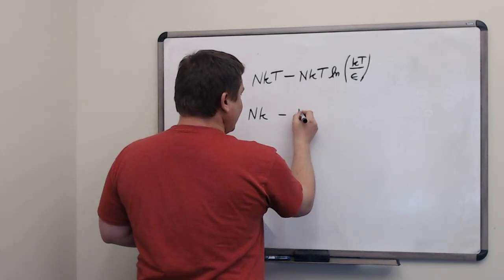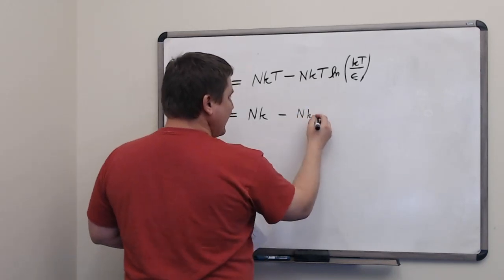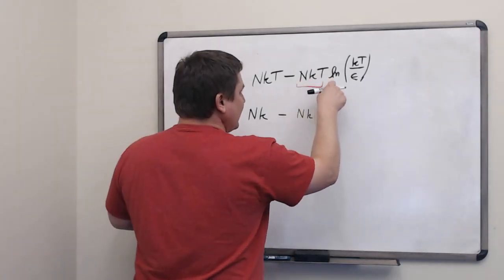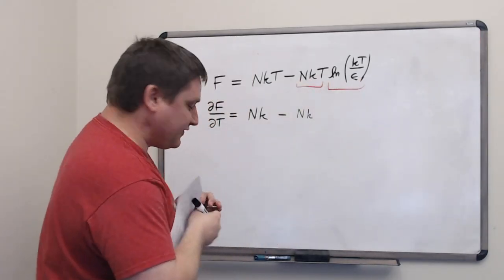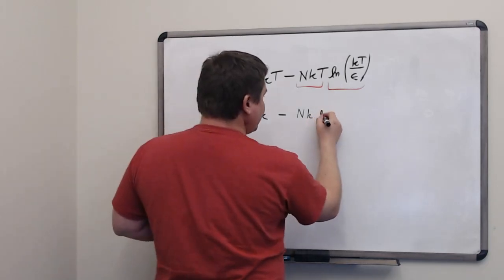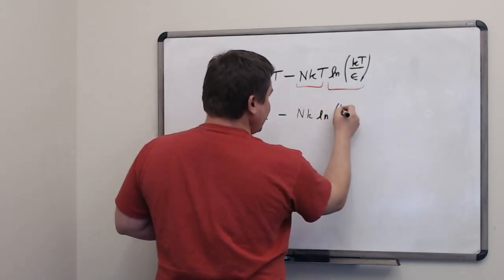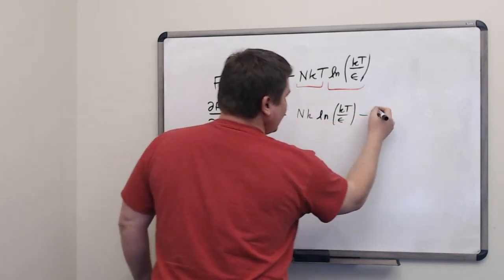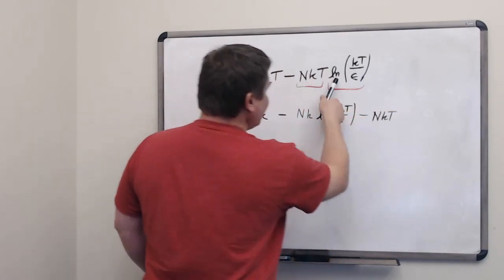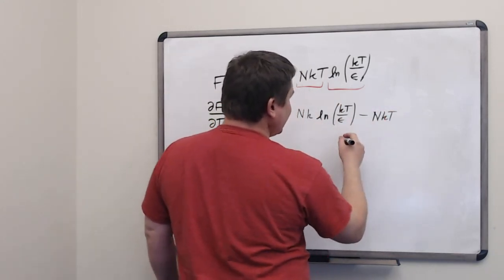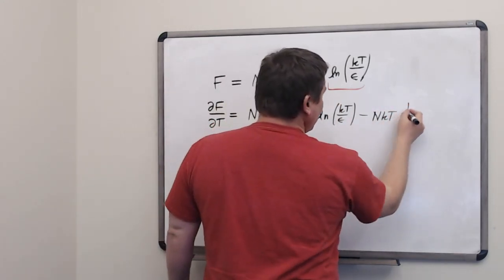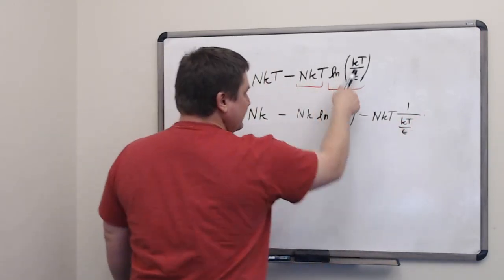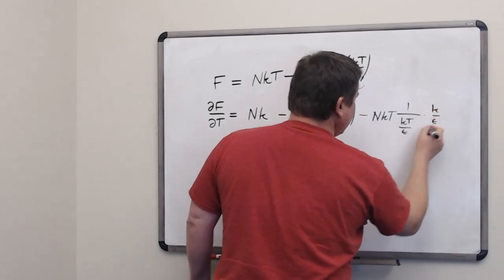The first one is going to be the derivative of the first term, nk. So your product rule is like this term and this term are multiplied together, and those are both functions of T. So you have nk, which is the derivative of the first, times the log of the second, which is log of kT over epsilon. And then you have the first, nkT, times the derivative of the second. The derivative of the second, if you want to do this carefully, is going to be 1 over kT over epsilon, and then times k over epsilon, because there's a chain rule there.